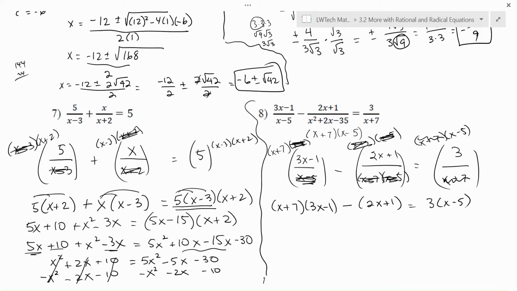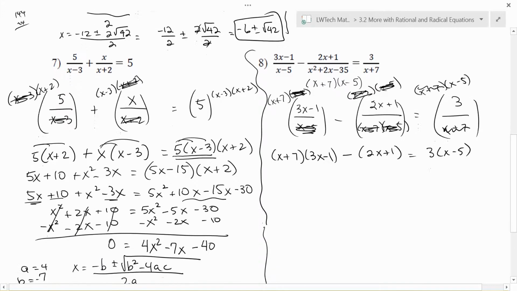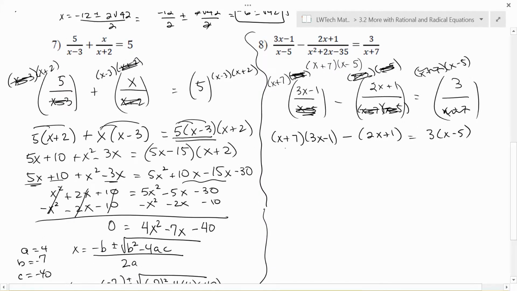So we're going to do the same thing we did before, FOIL everything out, and collect like terms and see what we can do. So for the first group, because I have a binomial times a binomial, I'm going to have to use FOIL. So do that whole thing.